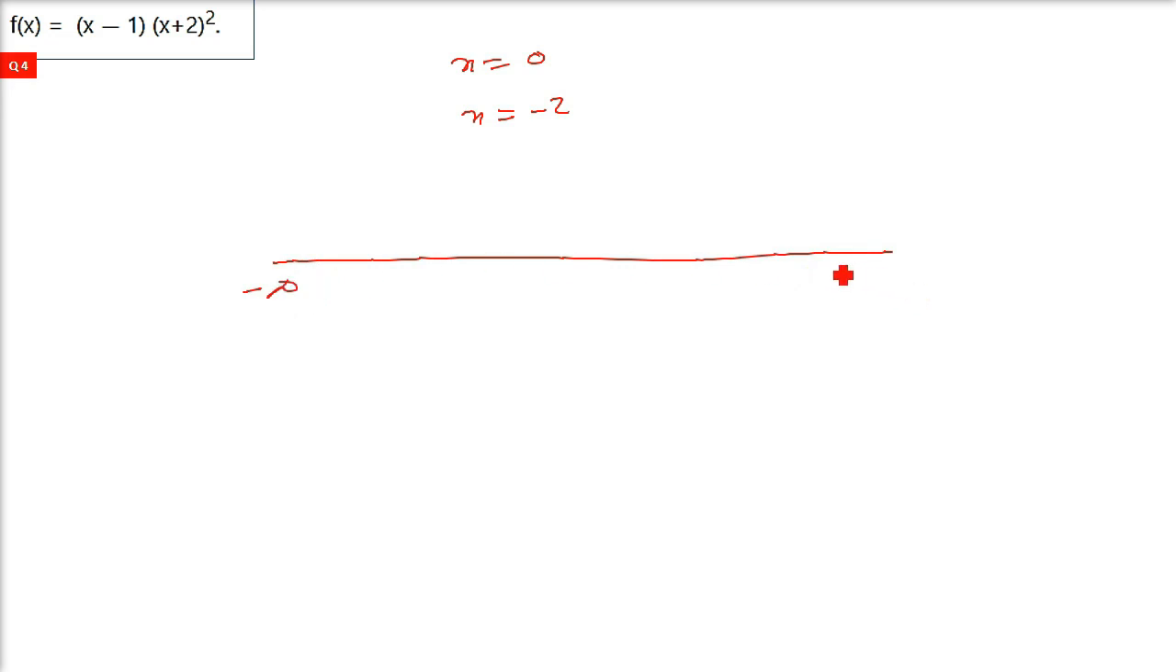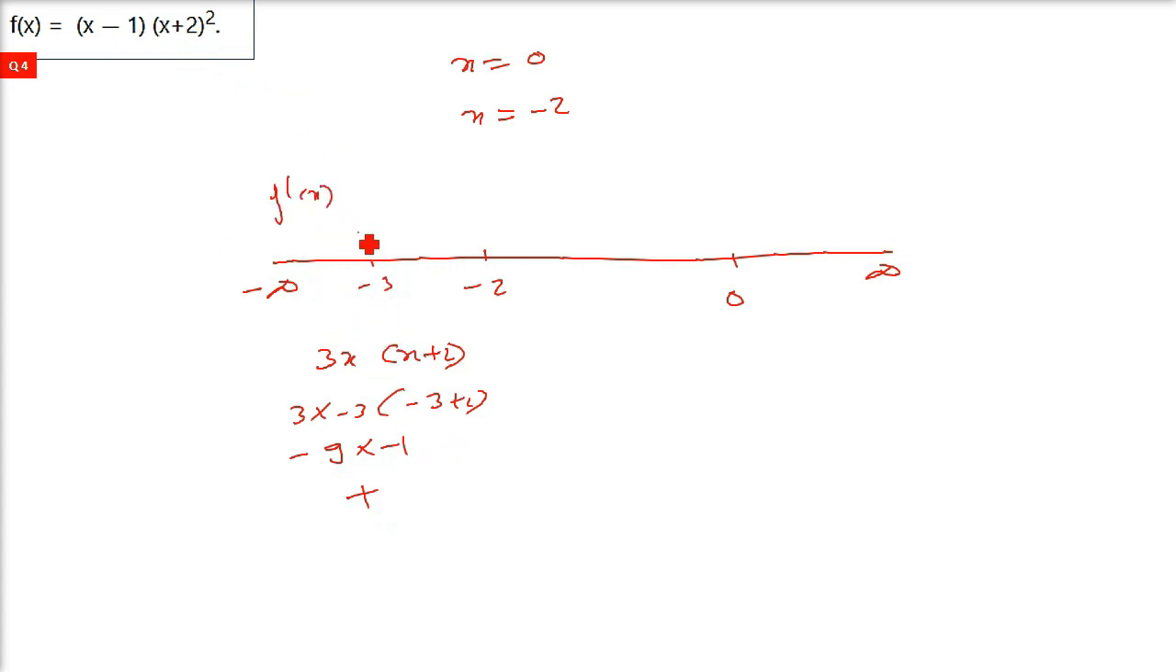You have to start with negative infinity and end at positive infinity, but this 0 and minus 2 have to be placed here. Now this function which we differentiated was 3x into x plus 2. Now just place, say, negative 3. When you place negative 3 into x plus 2, you are going to get negative, that is minus 3 into minus 1. So don't worry about the value, just worry about the sign. So f dash x will be what? It is going to be positive.